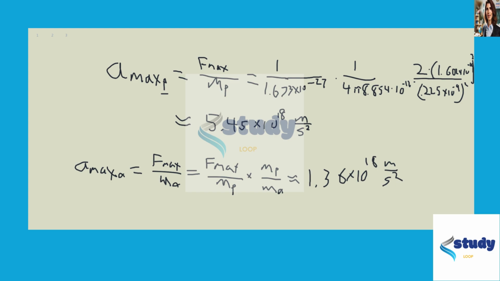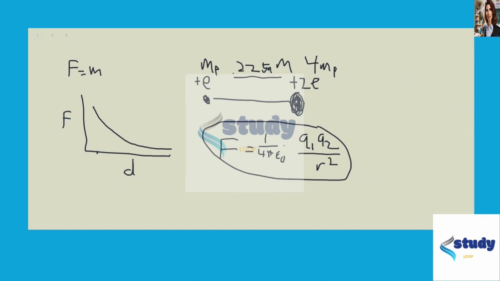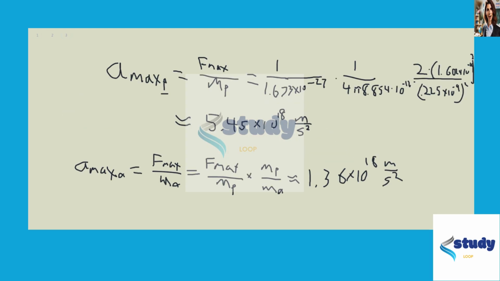Okay, and the question also asks where this maximum acceleration occurs, and like we said before, the force is highest when they're closest together because of this 1 divided by r squared term, and that is at this 0.225 nanometers when they're first released. Okay, so that's the acceleration part. Now we just need to do the velocity part.